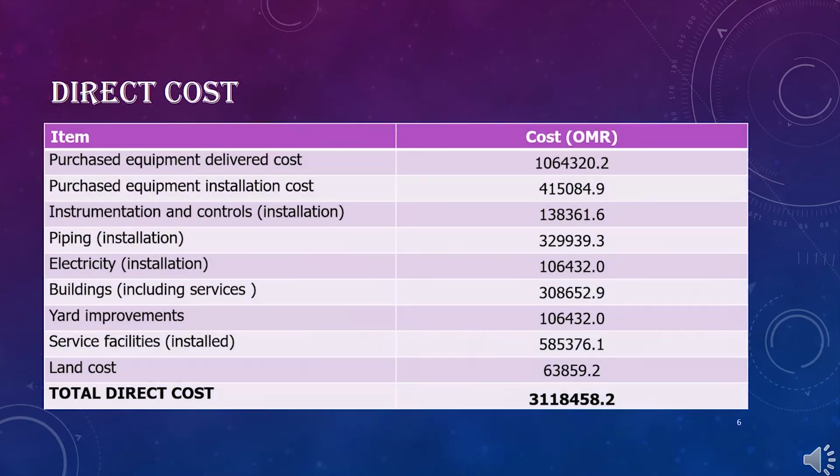Next, total direct costs. Total direct costs include purchased equipment, delivered costs, purchased equipment installation costs, instrumentation and controls, piping, electricity, buildings, yard improvements, service facilities, land costs. The total direct costs was calculated to be 3.2 million Omani Rials.